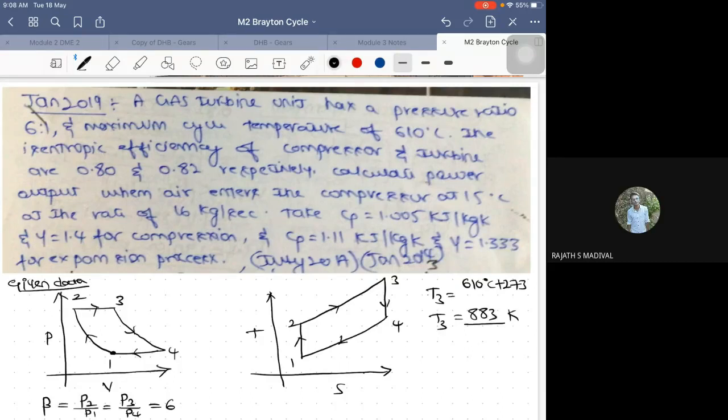883. The isentropic efficiency of the compressor has been given. Now, where does the compression happen? Compression happens in this particular process of 1 to 2.